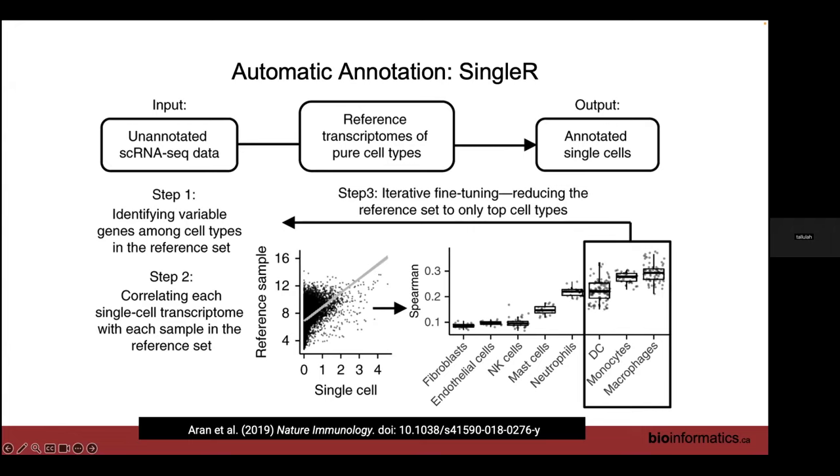You just identify variable genes in your cell types, take your new single cell RNA-seq data sets, and do the correlation of each individual cell to all of your reference clusters. And whatever it's closest, most similar to, that's the label it gets. But because they have lots of references that are already set up and designed to work with their algorithm, it's very easy to use. You can just download their software, download their database, done.